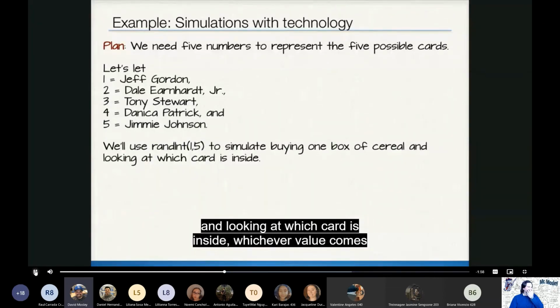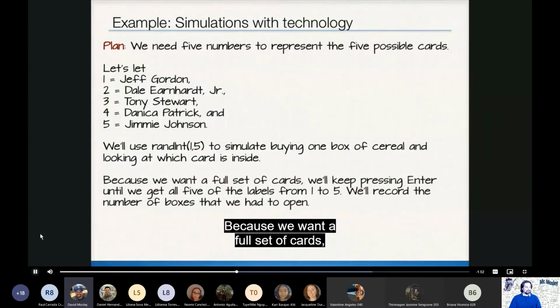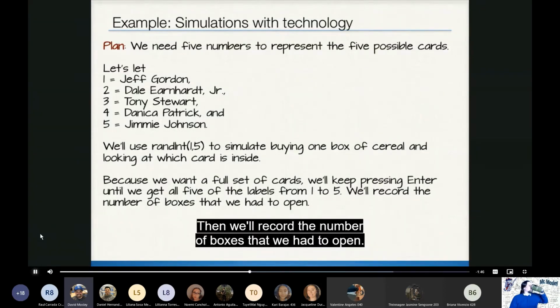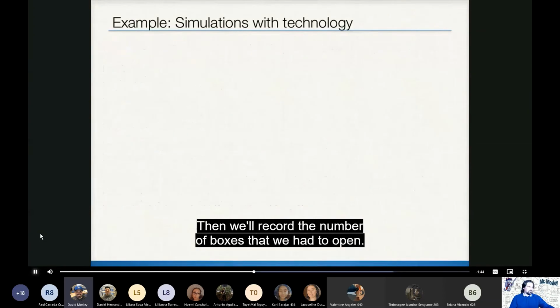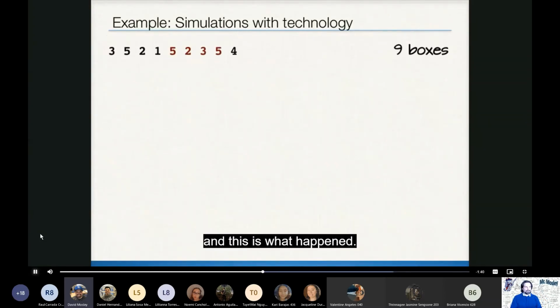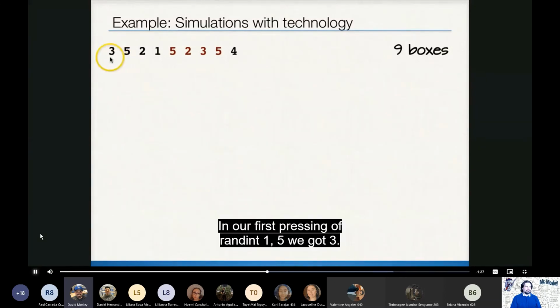Whichever value comes up will correspond to one of the 5 drivers. Because we want a full set of cards, we'll just keep pressing enter until we get all 5 of the labels from 1 to 5. Then we'll record the number of boxes that we had to open. So, suppose we performed 1 repetition, and this is what happened. In our first pressing of rand_int(1,5), we got a 3. In the next case, we got a 5, then 2, then 1.